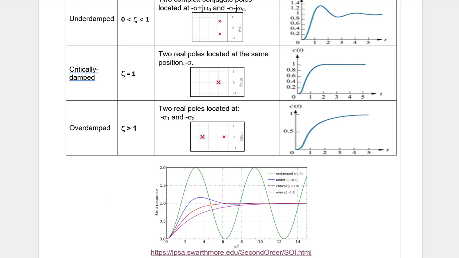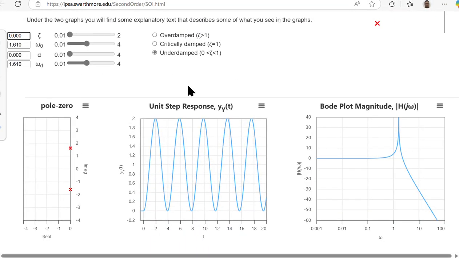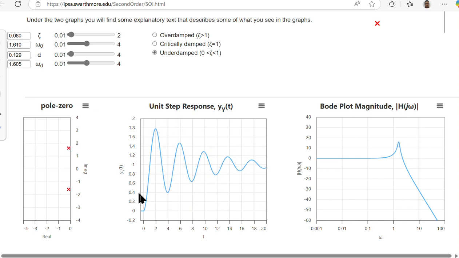I also want to share this. Here is the value of zeta. When zeta is 0, we get the undamped response, where there's no damping. Now when I increase the value of zeta, you can see it's slowly becoming underdamped. It's oscillating, but it's also saturating eventually. As you can see here, there's oscillation, but eventually it saturates.